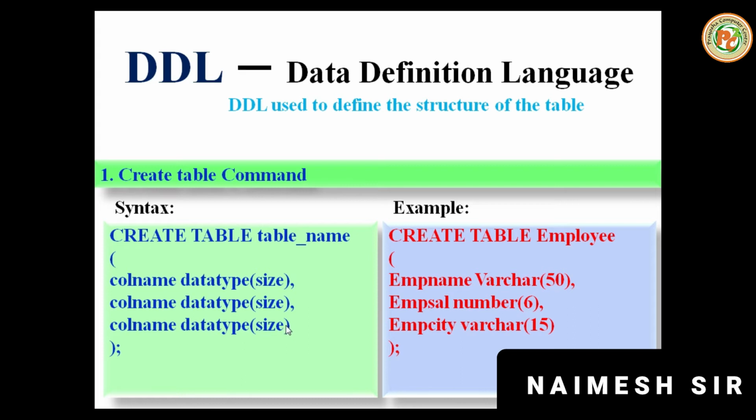And when we complete all the columns, at the last we have to close the simple bracket and then a semicolon. See, we have created here: CREATE TABLE employee, then the opening bracket, then employee name, this is the column name, then VARCHAR data type and size 50, then a comma, then employee salary NUMBER and 6, and employee city VARCHAR and 15, and then closing. Okay, let's create the table.